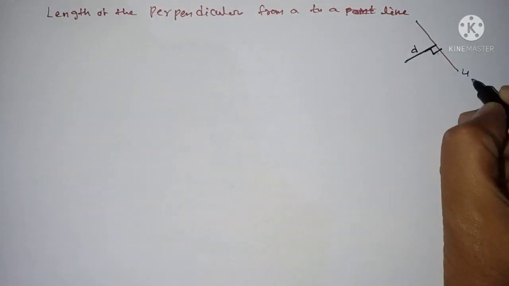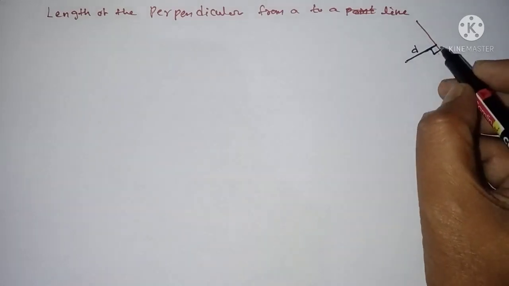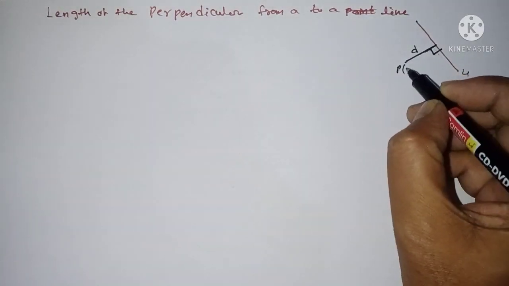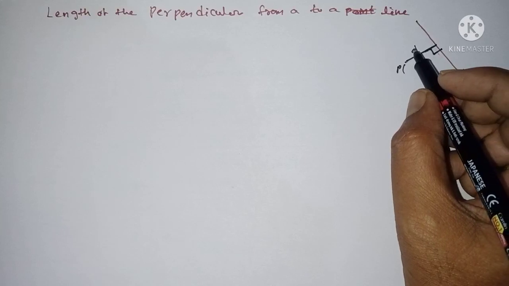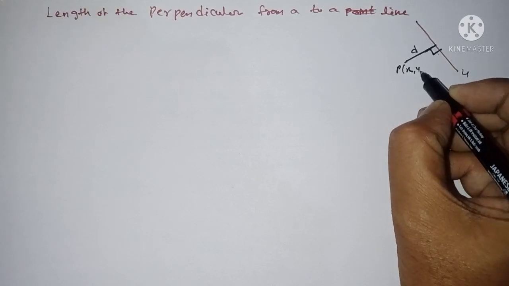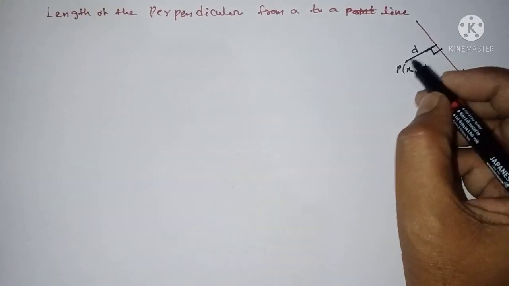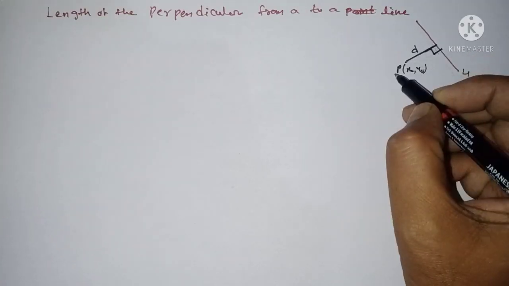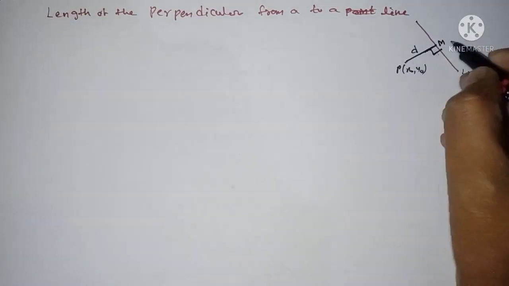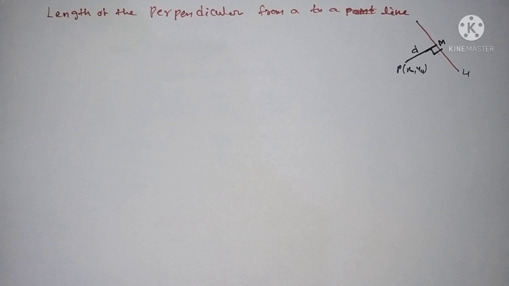This is L1, the given line L1. You can take here P, any point, as x0 comma y0. Then the perpendicular is what you can write here as PM. PM, or D, is called the perpendicular distance. How do we find the perpendicular distance?